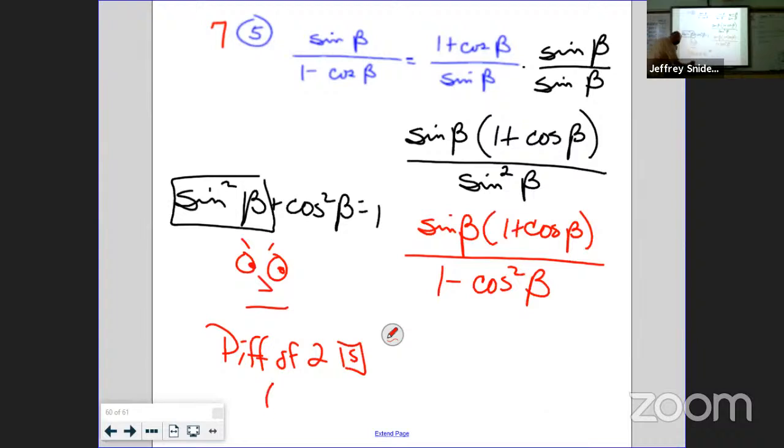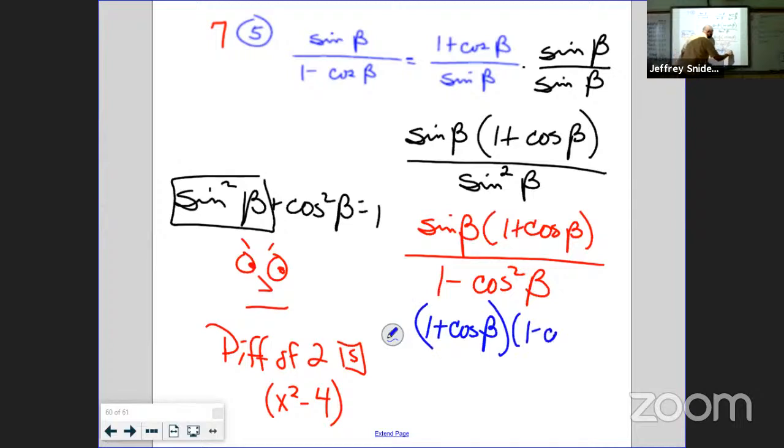It's like factoring x squared minus 4. How do you factor x squared minus 4? X plus 2 and x minus 2. So this turns into 1 plus cosine b and 1 minus cosine b. And then look what happens. Cancel, cancel. And what am I left with? Sine beta over 1 minus cosine beta. I can do it on the left or the right. Okay? Left or right, my choice.